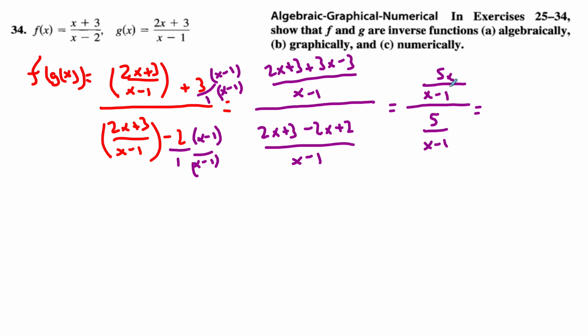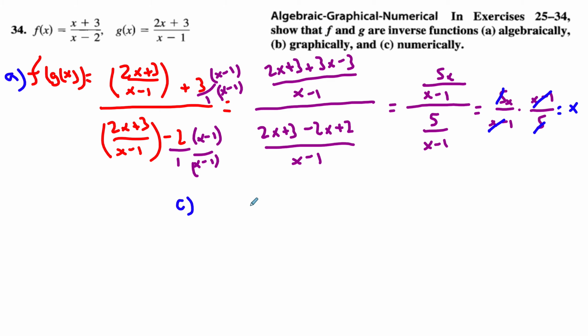Now remember, this is the same as taking this, 5x over x minus 1, and multiplying by the reciprocal, because I'm dividing. Now hopefully you see that what we end up with is, well, the x minus 1's cancel, the 5's cancel, so we're left with x, which demonstrates algebraically, right, A for algebraically, that they're inverses. Graph both of them. They are indeed reflections over the line y equals x.